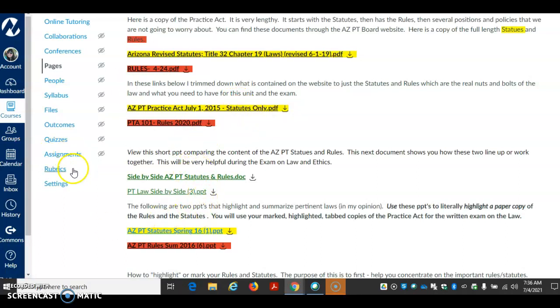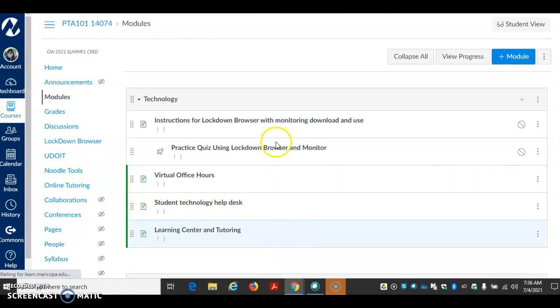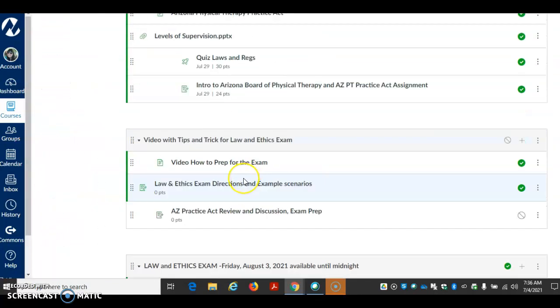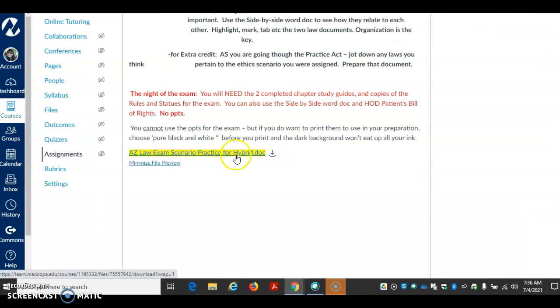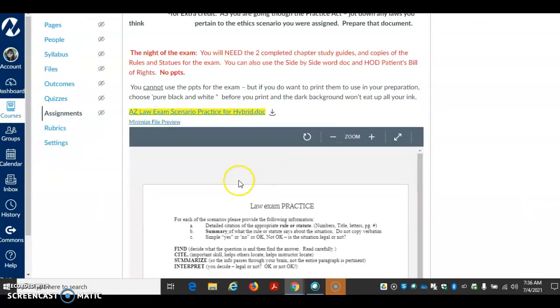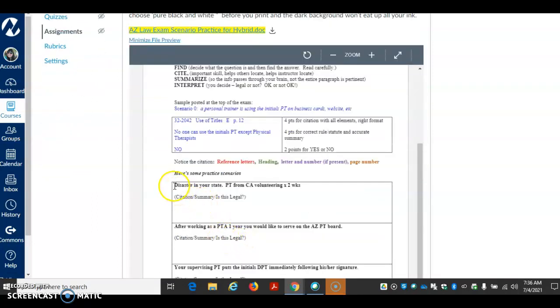Another great page to look at and to help you prep for this exam is down here, and it's labeled Law and Ethics Exam Directions and Example Scenarios. The second portion of this exam is going to give you a scenario-based question, which I have examples listed right here for you. So here's an example question.